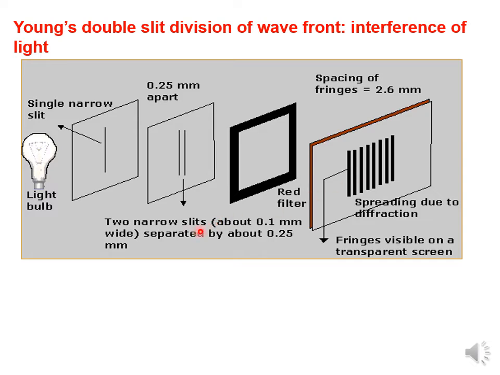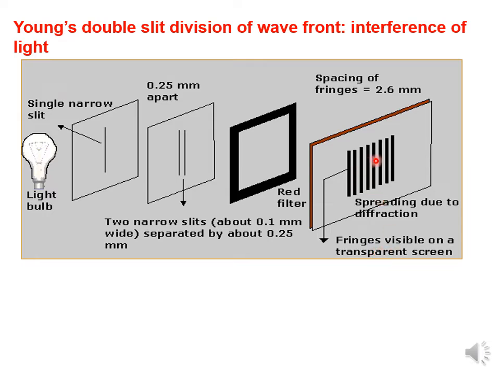Two narrow slits about 0.1 millimeter wide separated by about 0.25 مليمتر. اوكي. وبعدين هنا عندي في ريد فلتر عشان تفلتر ذا ريز. وبعدين هنا عندي الاوبزرفيشن سكرين اللي هي فرينكس visible on a transparent screen.